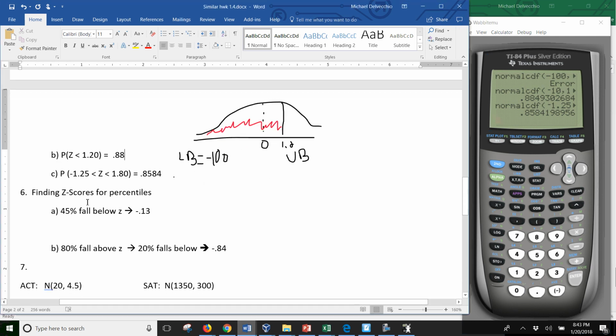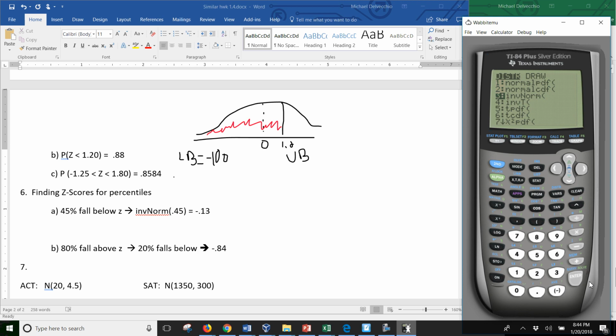All right, this next problem I want to say find z-scores for percentiles. So 45% fall below z. Again, since this is a z-score, it's just inverse norm, and we want to know below anyway. So we already have the area to the left. It's going to be 0.45, and since z-score is all I have to put in. So let's say second vars inverse norm 0.45. And that is rounded to the nearest hundredth, which is 0.13. Okay.